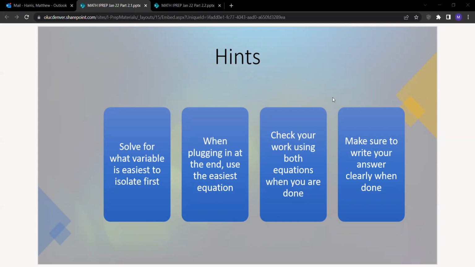The fourth hint is make sure to write your answer clearly when done. So don't stop at just putting all your math. Make sure you put x equals whatever and y equals whatever. And a lot of times what this can look like is this. We have x, comma, y, right? So you put your x value and your y value, or you can do x equals, y equals. So either of those are correct. And it just really depends on the teacher, the professor, and what they're asking for and what you're trying to solve.